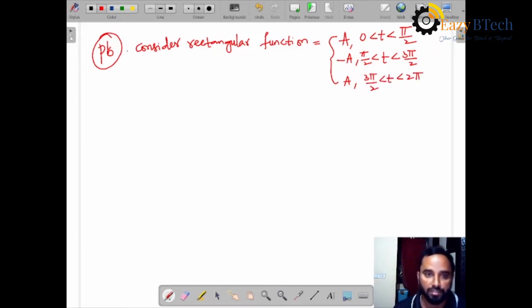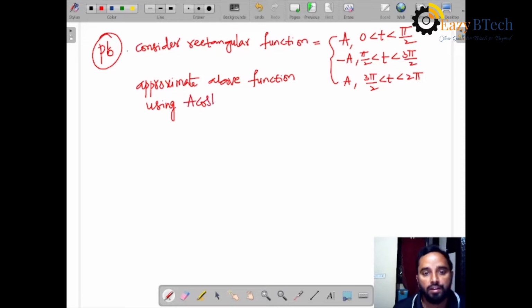So this is a rectangular function. Now the question is: approximate the above signal or function using a cos t over the interval 0 to 2 pi. The interval is 0 to 2 pi. So this is the question given. Let's see the solution, how to do it.